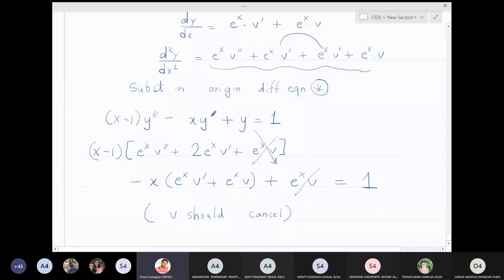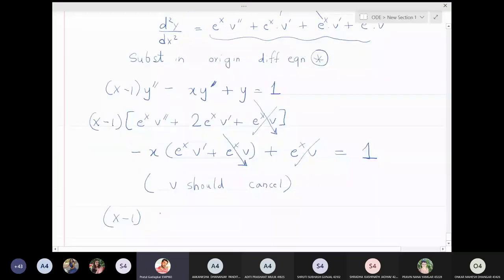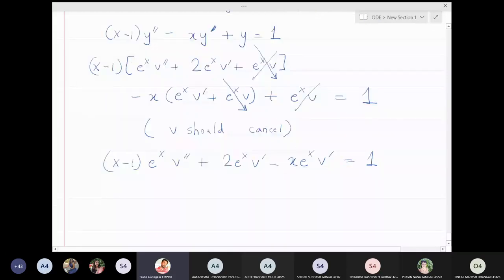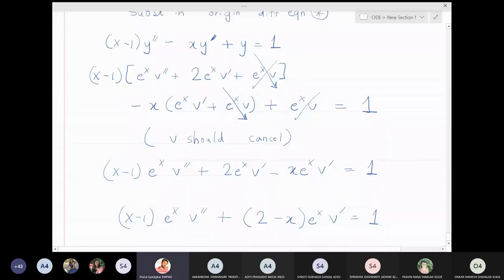And what am I getting? I'm getting x minus 1 e power x v double dash plus 2 e power x v dash minus x e power x v dash is equal to 1. I hope I'm correct. Please check me. So this x minus 1 e power x v double dash plus, here I have 2 minus x e power x v dash is equal to 1. Please check this, whether it's correct. Is it correct? I'm just checking it again. Is there something that I'm missing here?